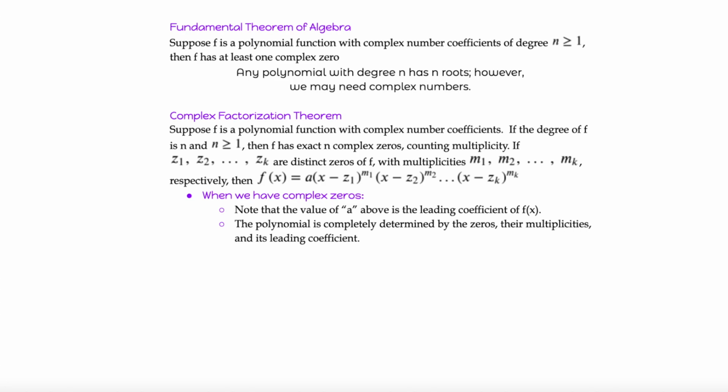Note that the value of a above is the leading coefficient of f, and the polynomial is completely determined by the zeros, their multiplicities, and the leading coefficient. So it takes all pieces to make up the polynomial: all of the zeros, their multiplicities, and the leading coefficient to develop a polynomial itself.